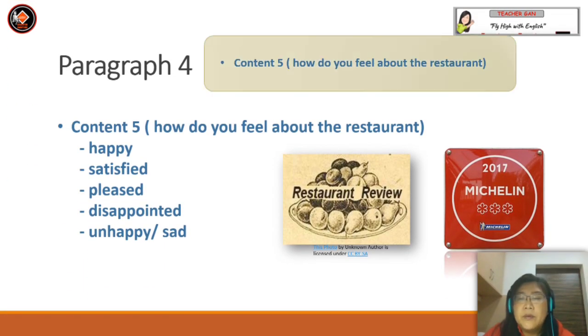Now we are at paragraph 4. We are doing content 5. How do you feel about the restaurant? Okay, just now I reminded you that for the content what, how and why, sometimes they are interrelated or they are mixed. So don't worry too much about differentiating or separating them in paragraph. So content 5, how do you feel about the restaurant? You can say happy, satisfied, pleased or disappointed or unhappy or sad.